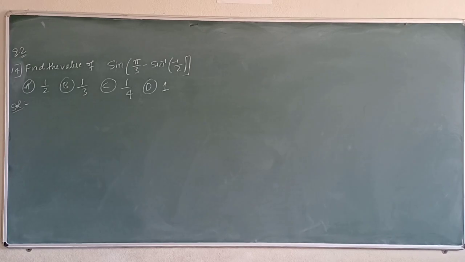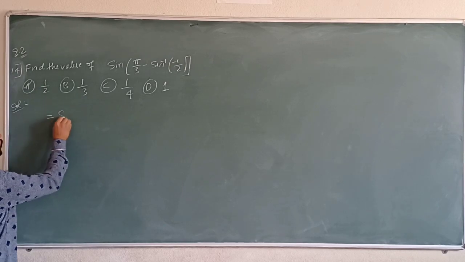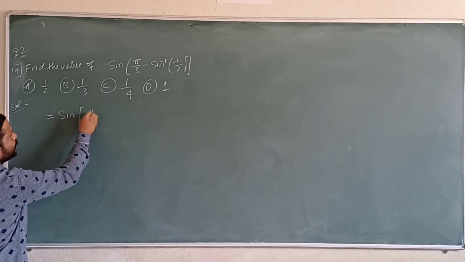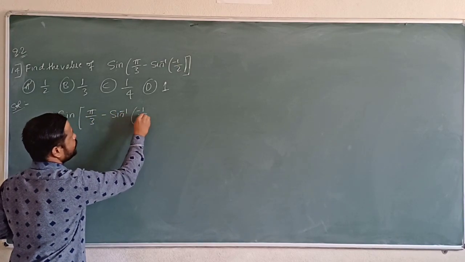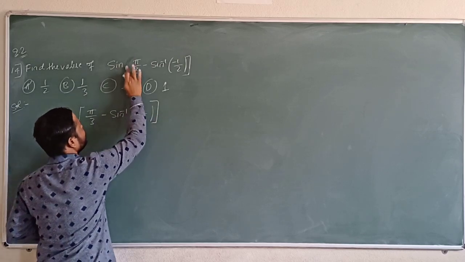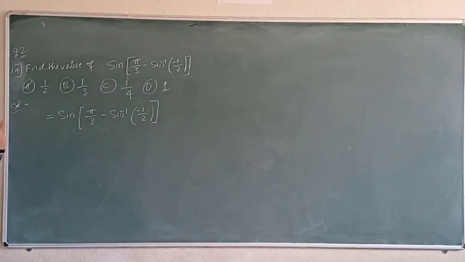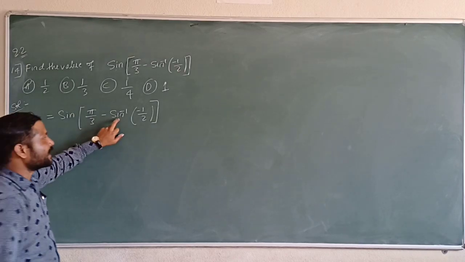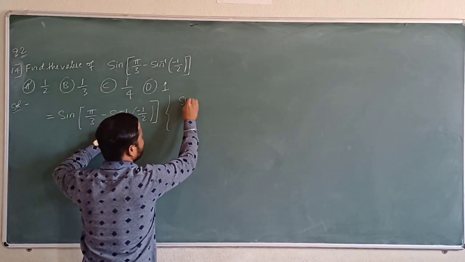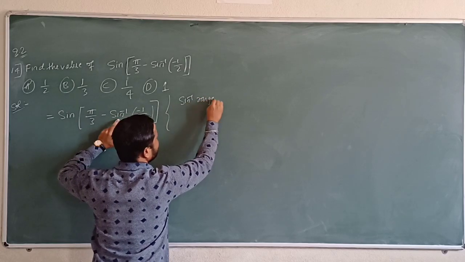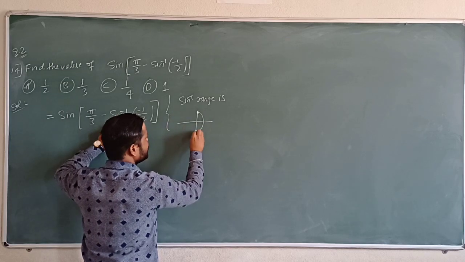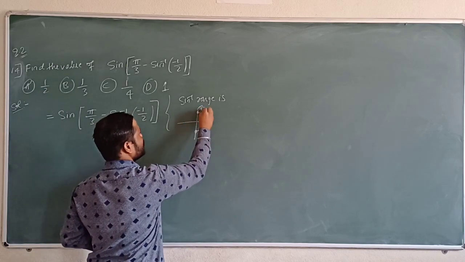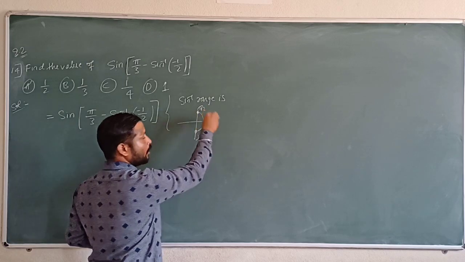Right. Question number 14. Find the value of the sine of pi by 3 minus the sine inverse of minus 1 by 2 now, right? This is the question. They have given 4 options. What is the sine inverse range? Minus pi by 2 to plus pi by 2 now. That is which quadrants? First quadrant and fourth quadrant.